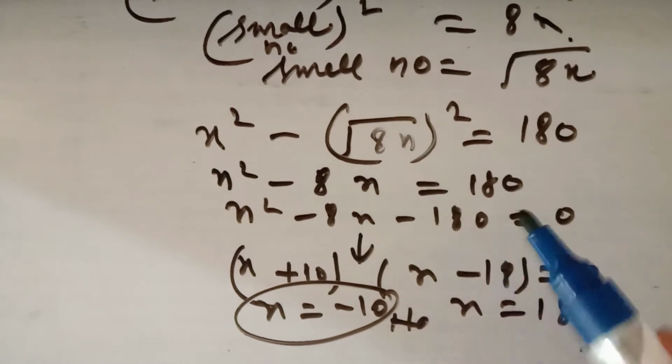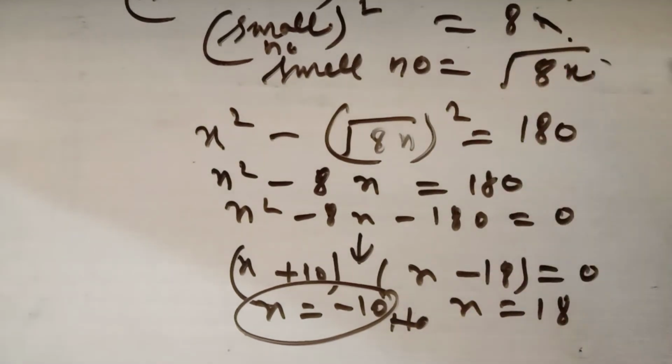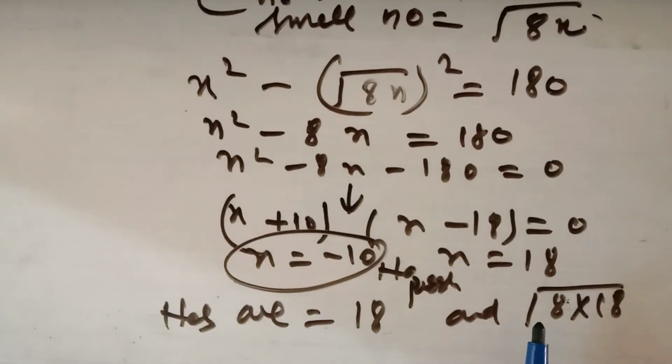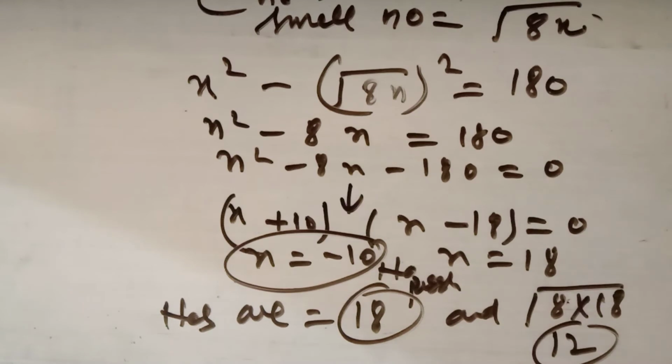If you put the value of x as minus 10, then the smaller number will become not defined. Not possible. So the numbers are 18 and under root 8 into 18, which is equal to 12. So the numbers are plus minus 12.